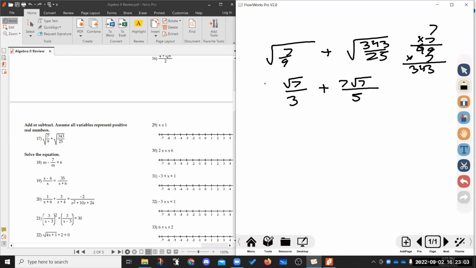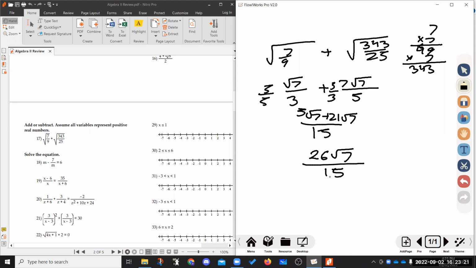So we need to multiply this one by 5 over 5, this one by 3 over 3, so we get a common denominator of 15. 5 root 7 plus 21 root 7 gives me 26 root 7 over 15. The only factors of 15 are 3 and 5. Neither of them go into 26. So I'm done.